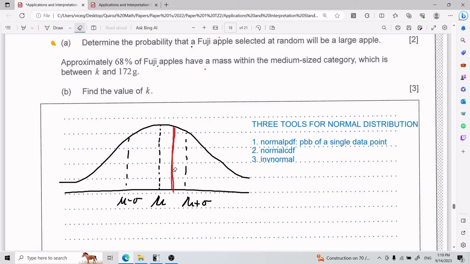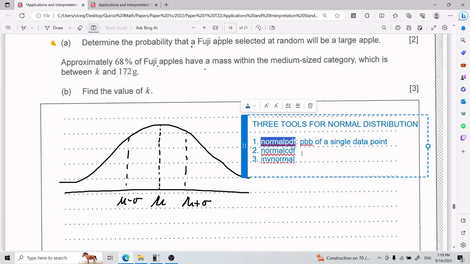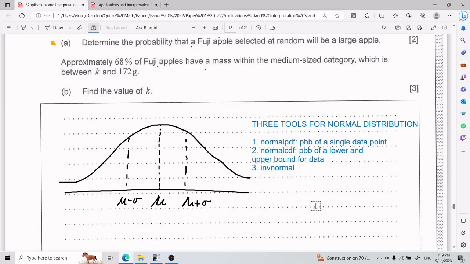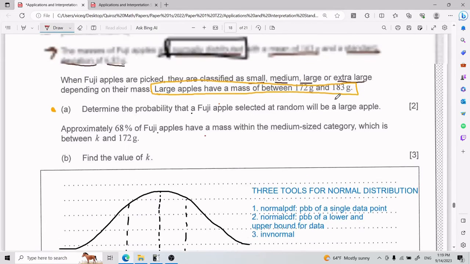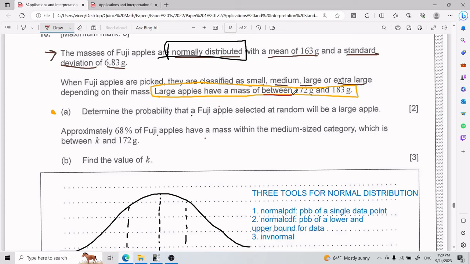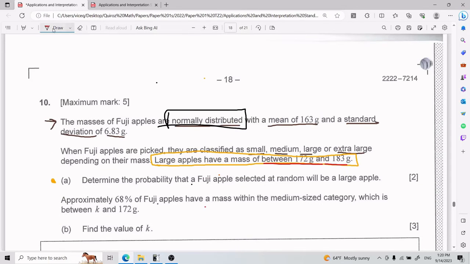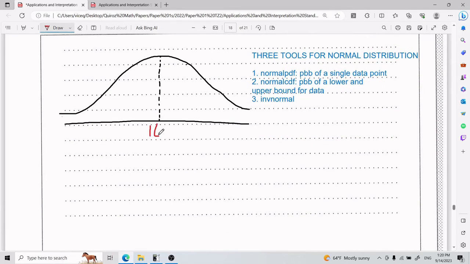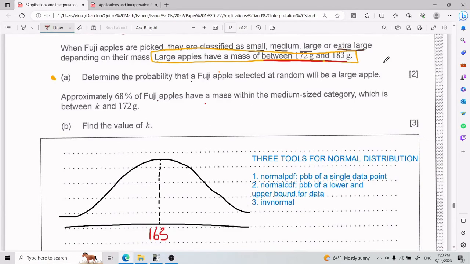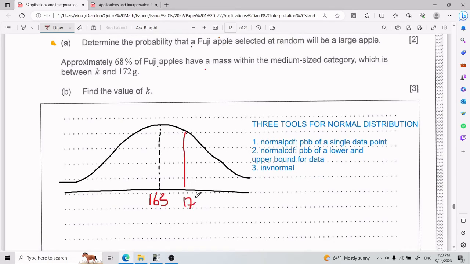All right, for normal CDF, which is the one that you probably end up using way more, it's the probability of a lower and upper bound for data. Now, I know that sounds kind of super mathy and weird, okay, but that makes reference to, like, even here, cierto? Large apples have a mass between 172 and 183, so let me just draw it on my graph so it's a little bit nicer, see? Here we have that our median is 163, and we need to find for part A between 172 and 183, so 172, 183.